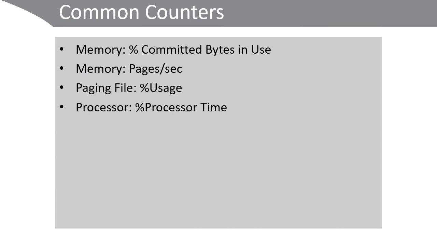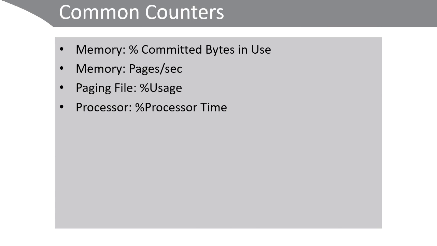For CPU, examine the processor object and look at the processor time counter. It's a percentage. It's how busy as a percentage of time is the processor. If it's busy 50% of the time, then it's 50% of the time it's doing nothing, on average. Once that gets up to quite a high value, you need to investigate further.